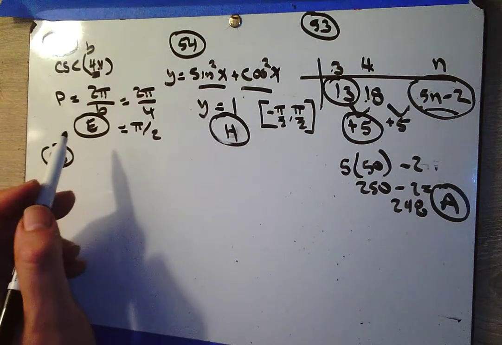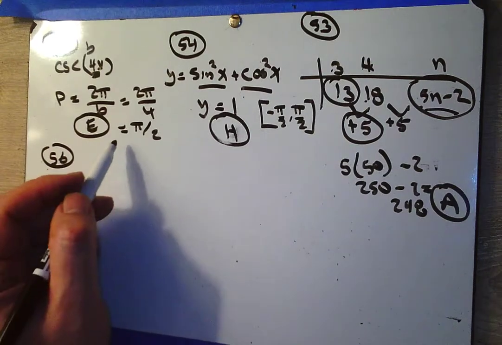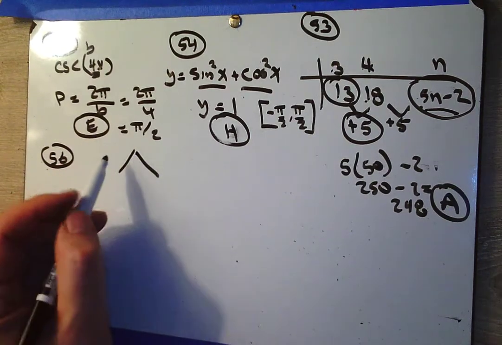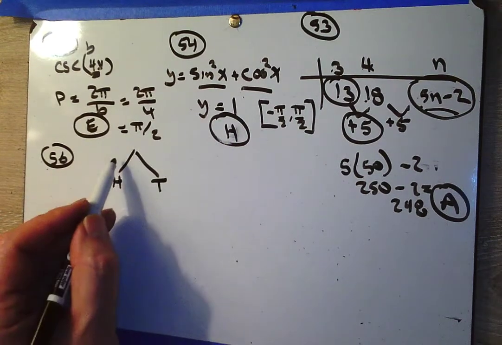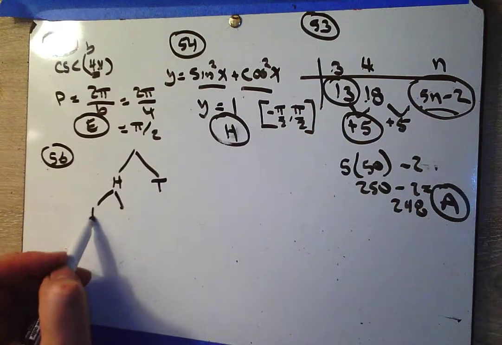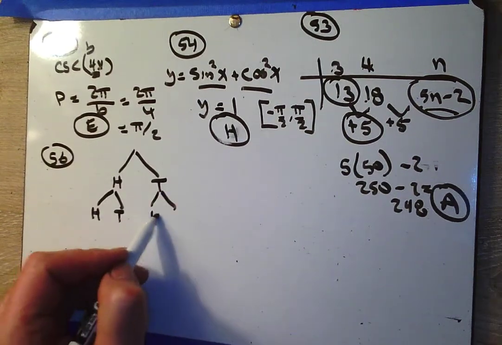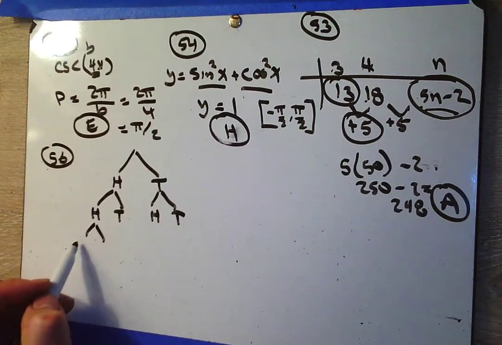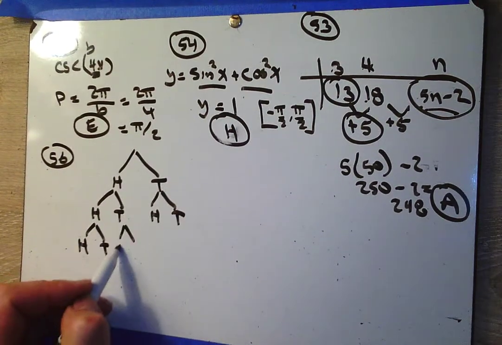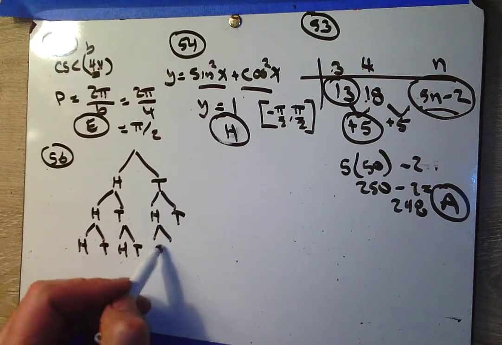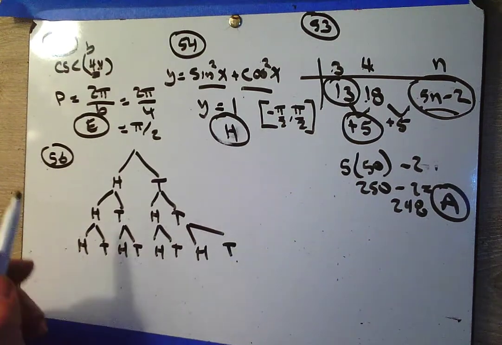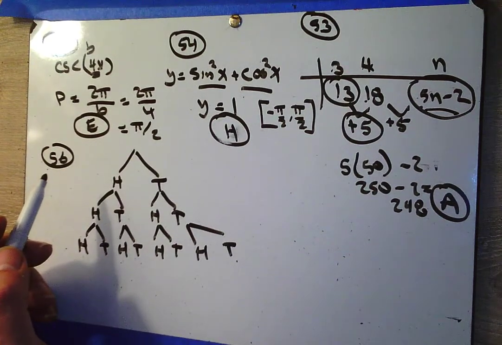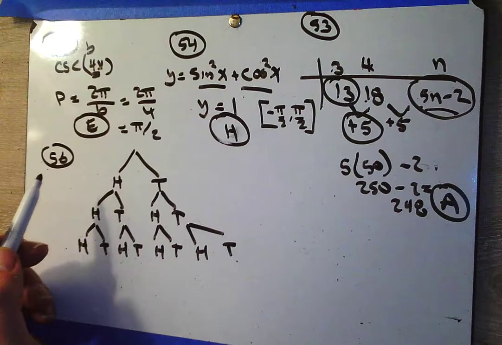There it is. 56. So I started by making a little tree diagram of heads and tails here for each of the coins being tossed. There's the first coin tossed. Here's the second coin tossed. And here's the third coin tossed. All right, and it says total number of points awarded in any toss. What's the expected value of x?